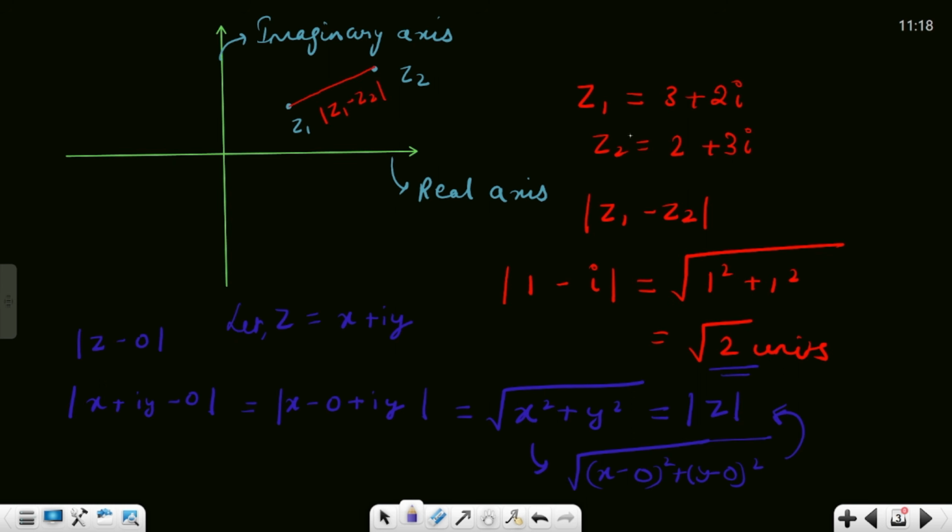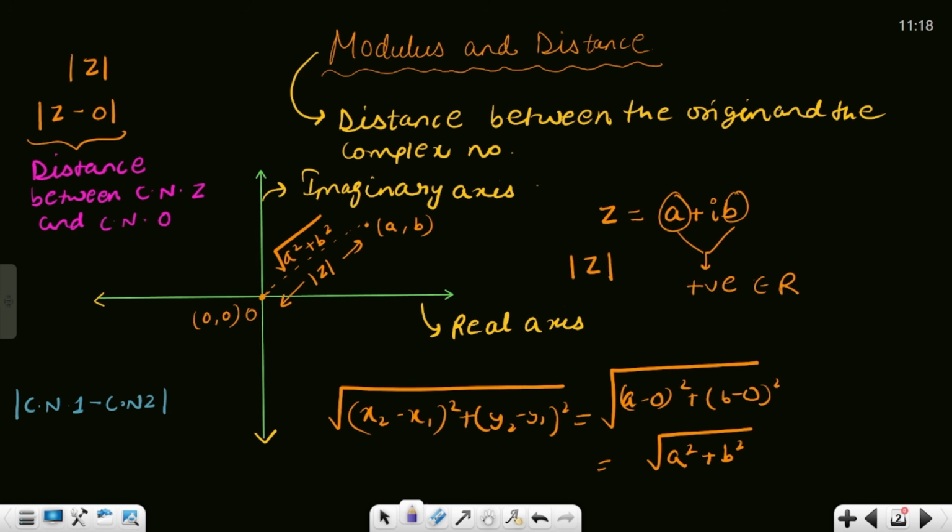Z1 is 3 plus 2 iota, z2 is 2 plus 3 iota. If I want the distance, you just subtract one complex number from the other and take the modulus. We will get the distance: root 2 units between z1 and z2. So this was the whole concept between modulus and distance.